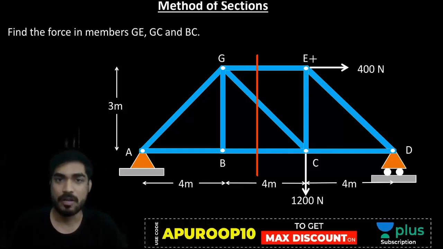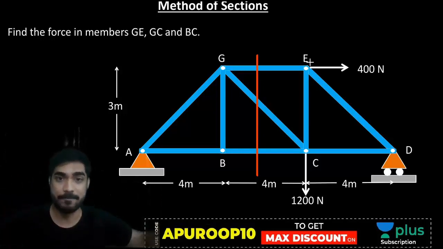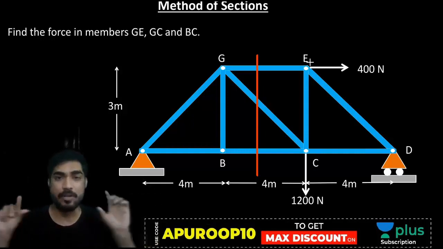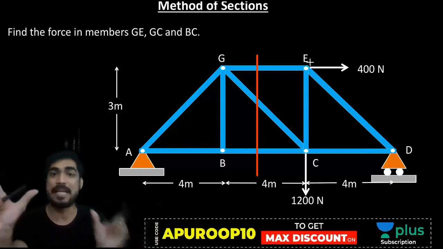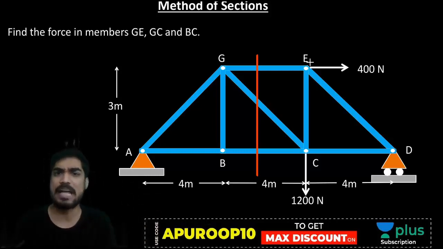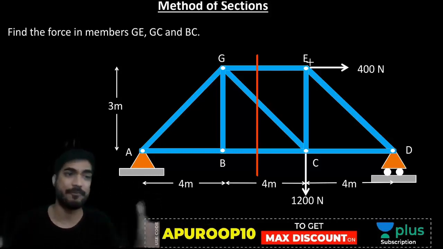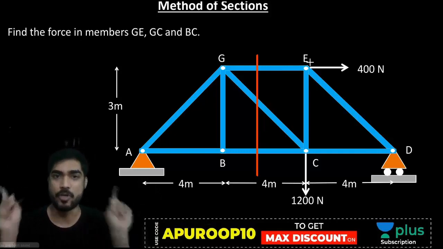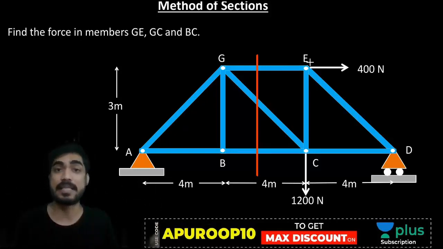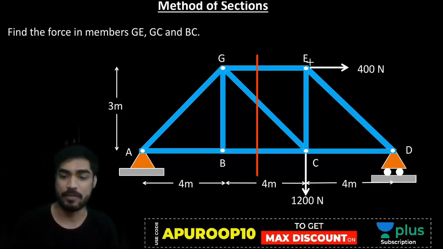But if you cut the truss, it should be cut into two parts. You have to divide the truss into two different parts, and you can draw the free body diagram of any one part, either the left part or the right part, it doesn't matter. Is it clear to you? Very good, beta.